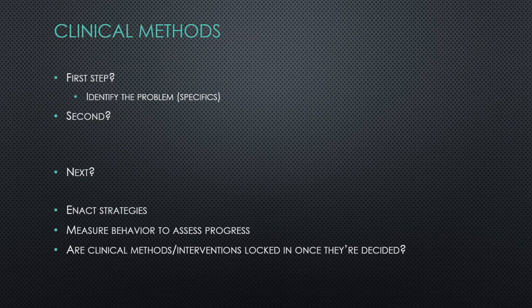Okay, so clinical methods: the first step is you're going to identify the problem. You have to identify the specifics of the problem. Remember, if we're thinking about the kid who it looked like he had a stutter, we don't want to just say, well, it looks like a stutter. We want to say he repeats speech sounds, the first speech sound of a longer word or an entire single syllable word. So we want to put down the specifics.